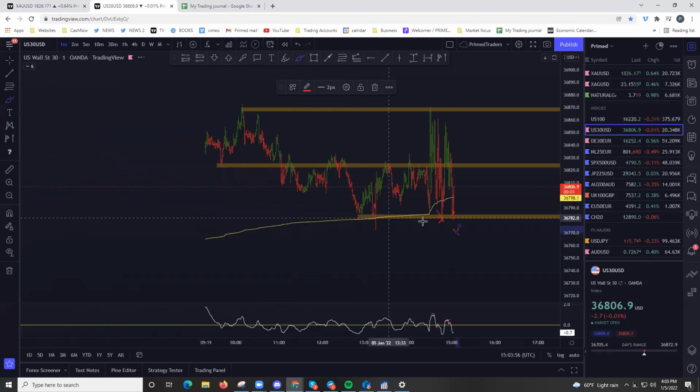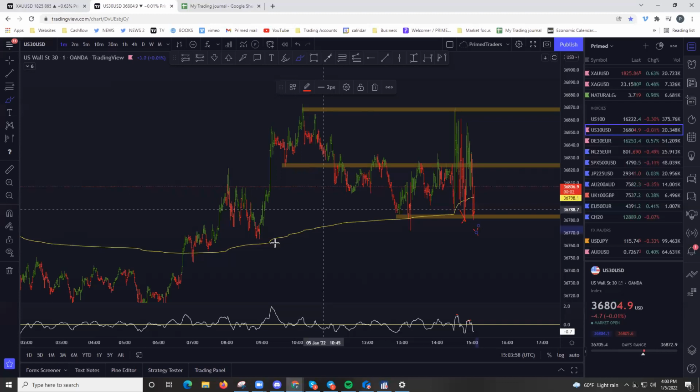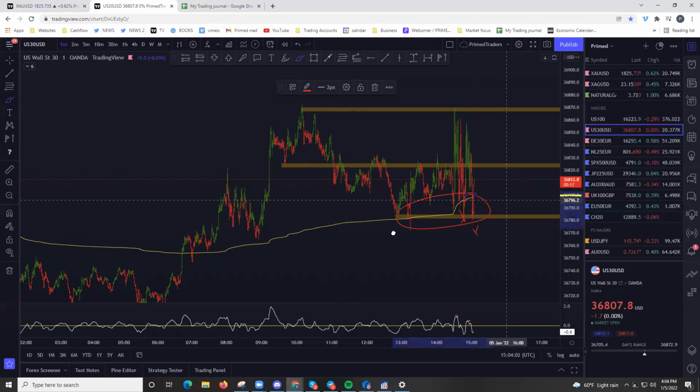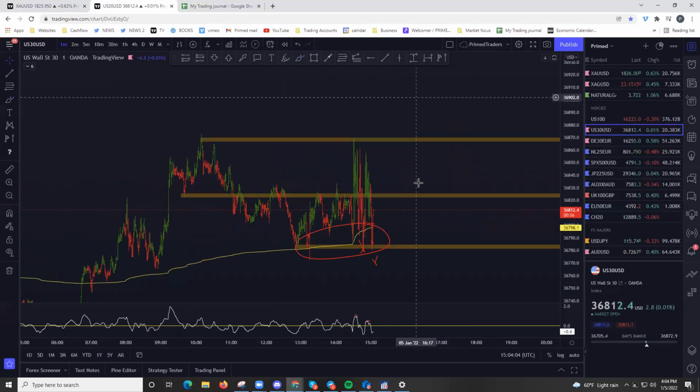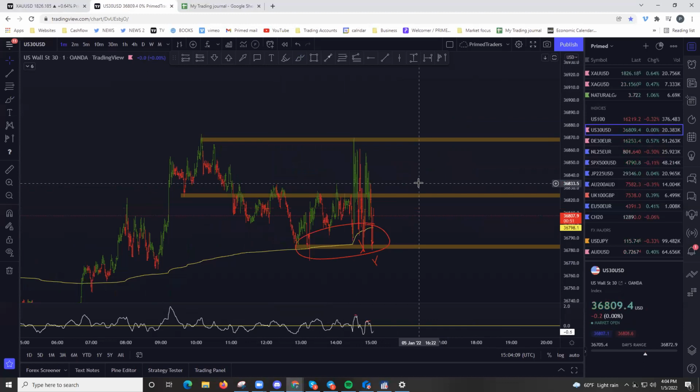I have something to fight with. And also look at the VWAP. It's at the VWAP. This is going to go up. That news was very, very good for the US.